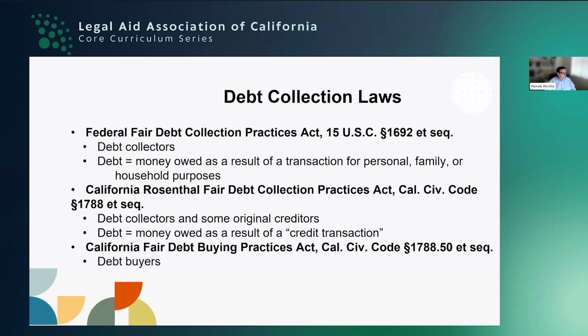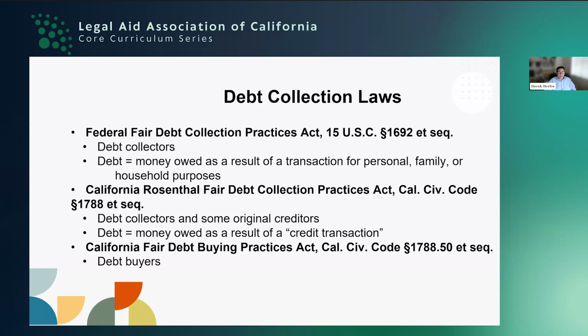The other thing with the Rosenthal Act is that the FDCPA and the Rosenthal Act, up until the beginning of the year, were only for consumer transactions. So it's worded on the Rosenthal Act as personal, family, or household purposes. On the FDCPA, it's a little bit longer. I'm not going to read the whole thing because I think I'm already going over on time.